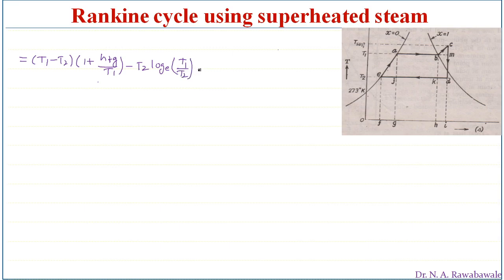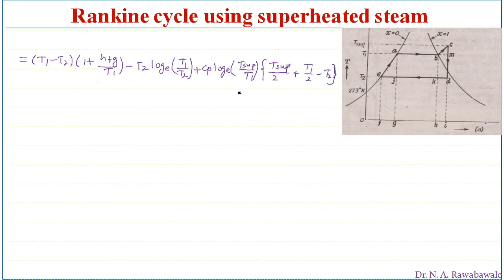This third term on simplification becomes Cps log to the base e T sub divided by T1. So this bracket on simplification becomes T sub divided by 2 plus T1 divided by 2 minus T2.